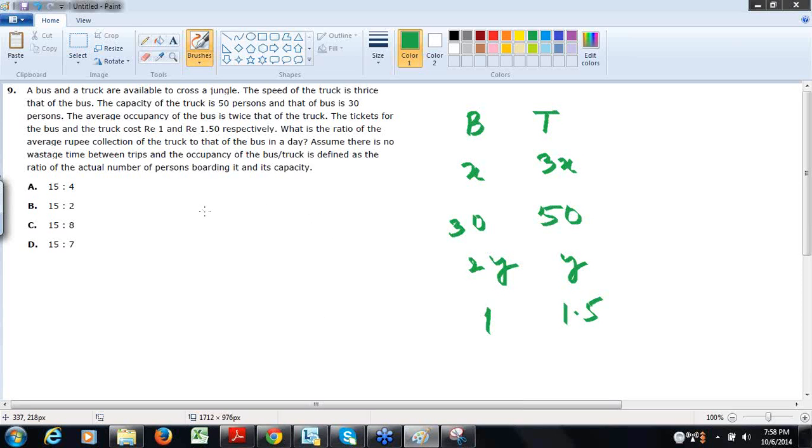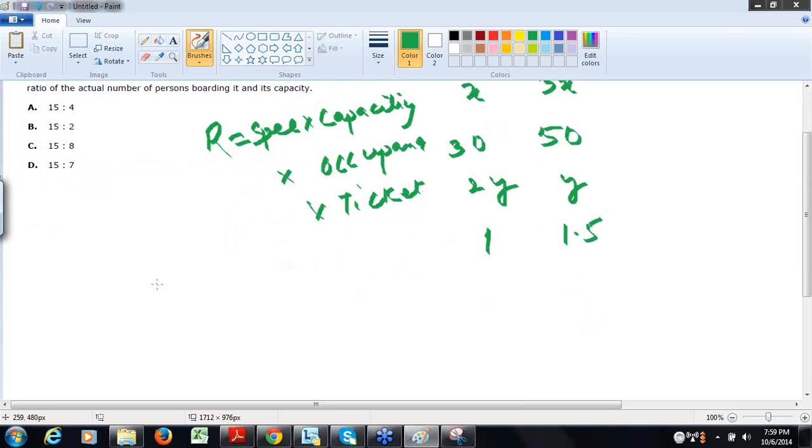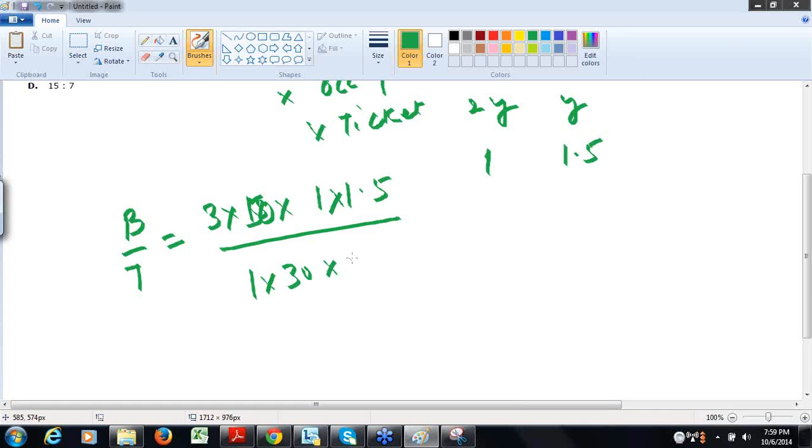So what is the ratio of average rupee collection? The ratio will be speed into capacity into occupancy into ticket rate. So the ratio of the average rupee collection for truck and bus will be the ratio of the multiplication of these four factors. So simply what we have to do is just multiply both. So truck and bus will be 3 into 50 into 1 into 1.5 upon 1 into 30 into 2 into 1, which will be 15:4.